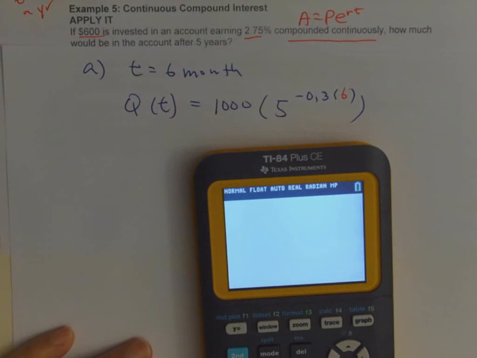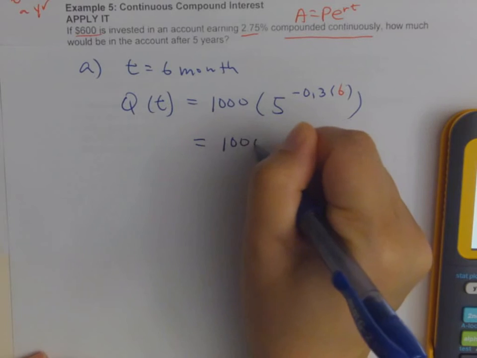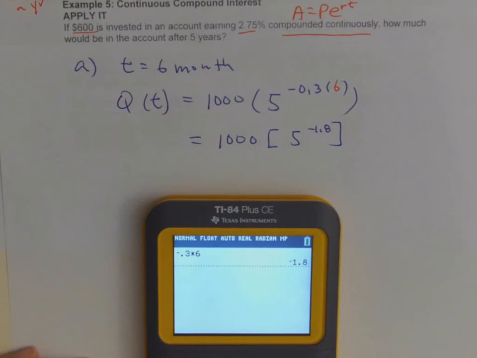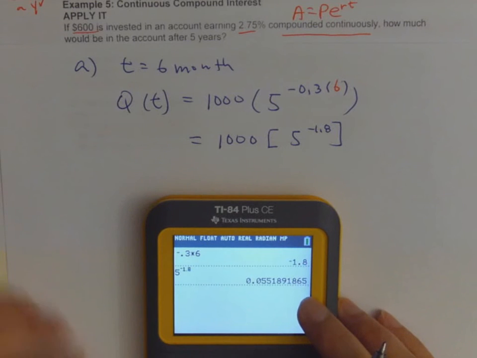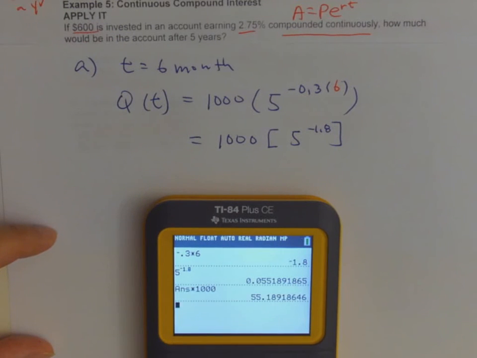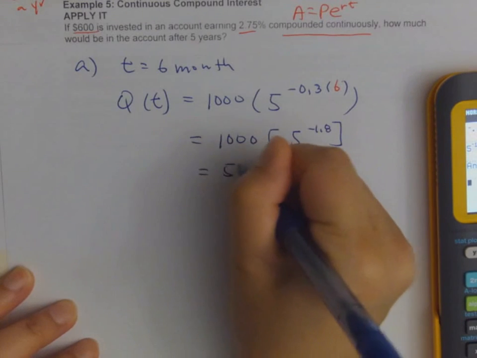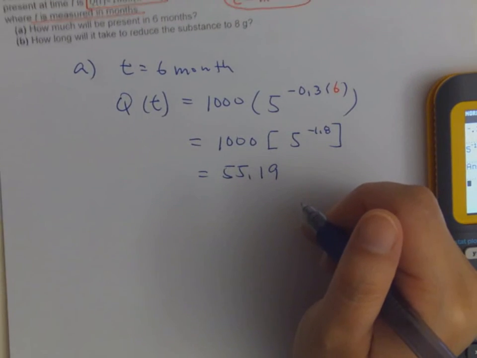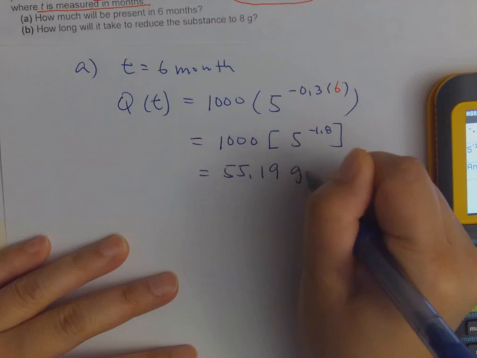I almost made a mistake earlier. Okay, so negative 0.3 times 6, the exponent would be negative 1.8, right? So it's going to be 1,000 times 5 raised to negative 1.8. I'm going to need to do 5 raised to negative 1.8, and this number needs to be multiplied by 1,000, so it's like 55.19, something like that. So 55.19, and this is in what? This substance is in grams.